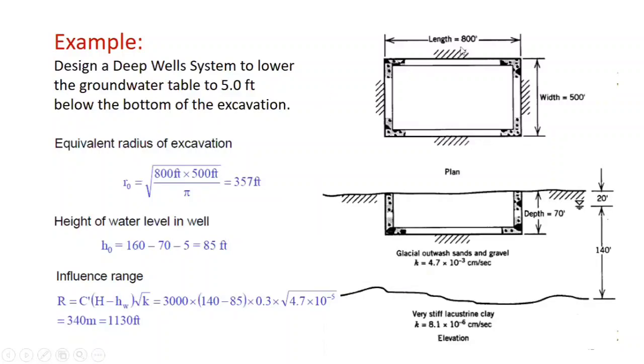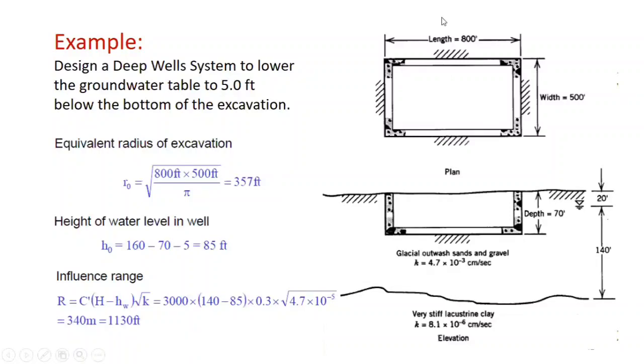So I mean to say that from the center of an imaginary pumping well over here, with a radius of 357 feet, the range of influence will be about 340 meters. It means that up to this range in all the directions, the water table will be affected. And this is very important for you to know, because if there are some important structures within this range, from the center to 340 meters in all the directions, that means you are causing a change in effective stress in all these directions.